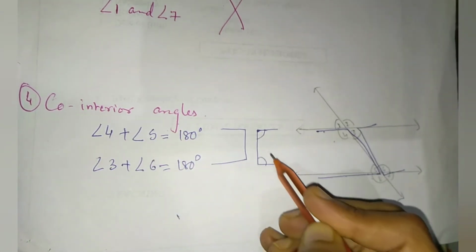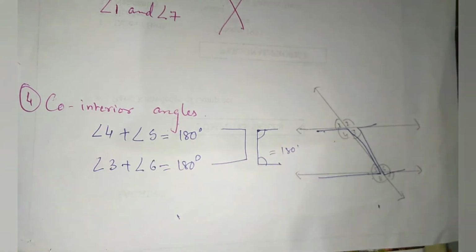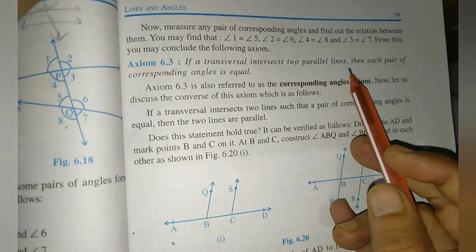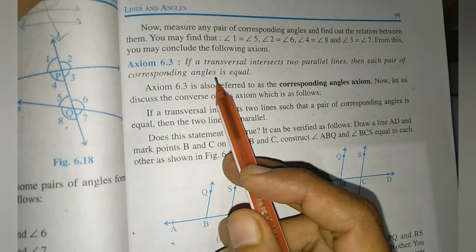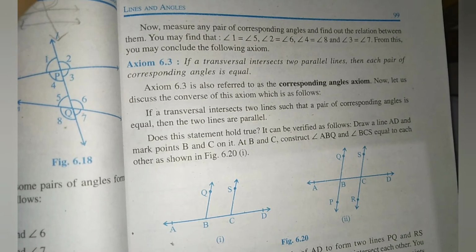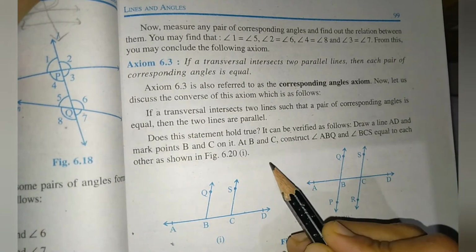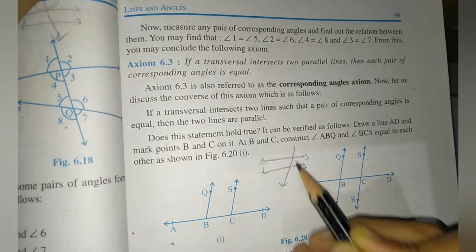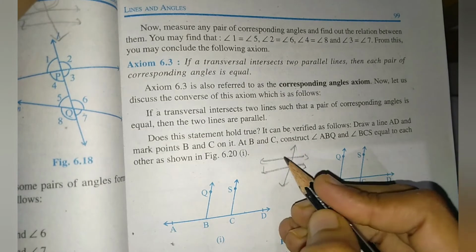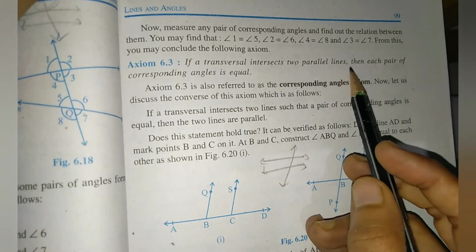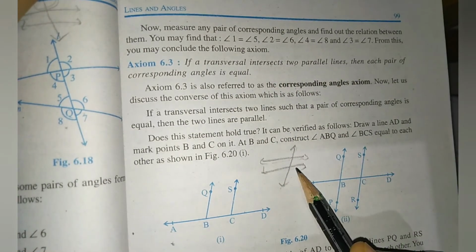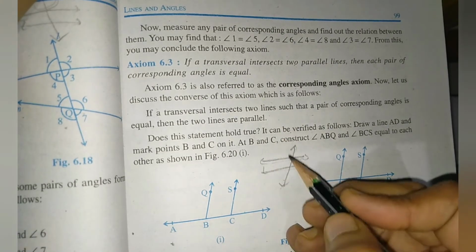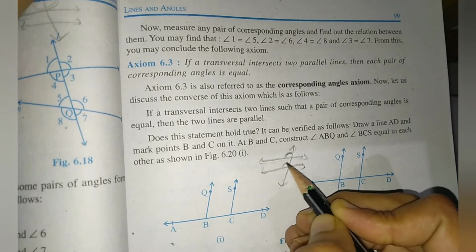If you add this, then it is equal to 180. Theorem 6.3: If a transversal intersects two parallel lines, then each pair of corresponding angles is equal. Here are the parallel lines, intersected by one transversal. So if a transversal intersects two parallel lines like this, then their corresponding angles are equal. Now, corresponding angles are this one and this one.